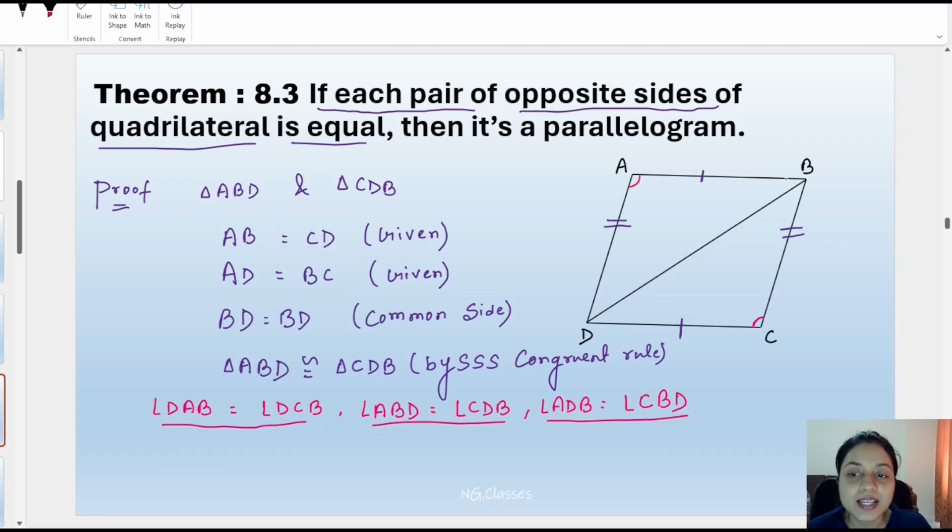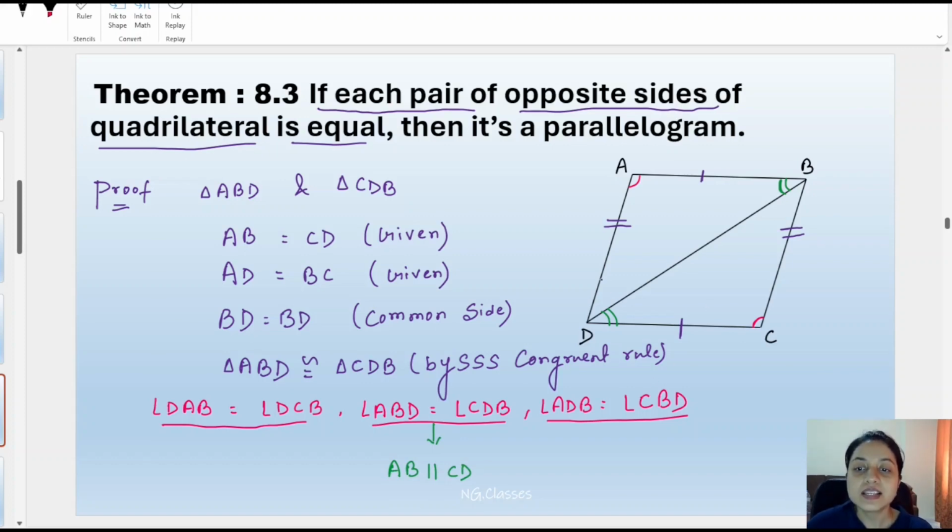Now since angle ABD, this green angle, will be equal to angle CDB, another green angle, can you see it in the figure? We can say that AB will be parallel to CD, as these two are alternate interior angles. Whenever two lines are cut by a transversal and alternate interior angles are equal to each other, then those two lines must be parallel to each other, right? So here this equality gives that AB must be parallel to CD.